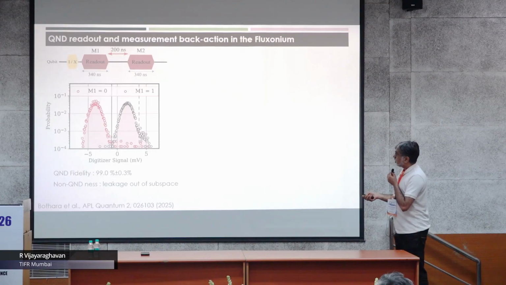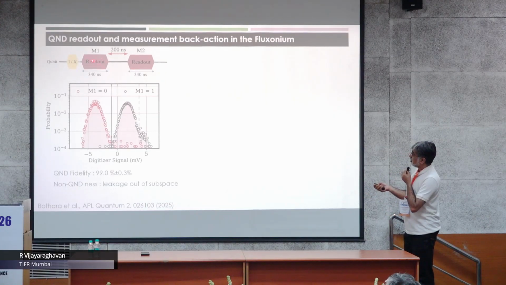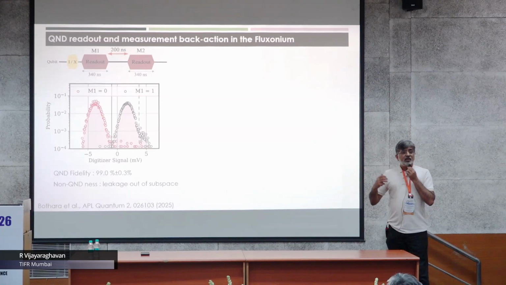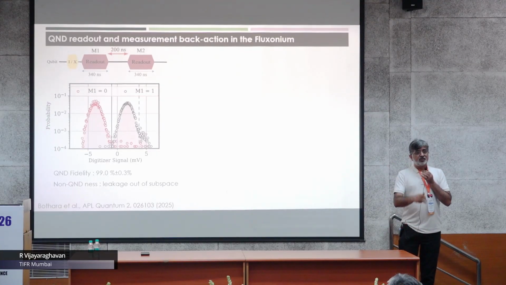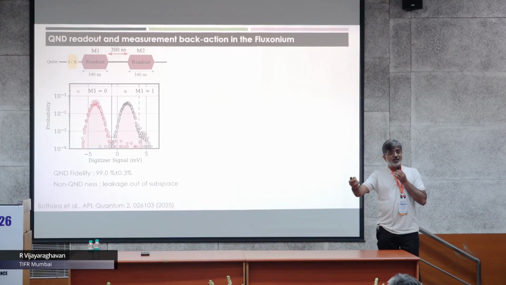So we also looked at some other aspects of repeated measurements. So you do a measurement, wait for some time, you do a measurement again, and if the system behaves truly quantum mechanically, the result of the second measurement should be exactly the same as the result of the first measurement, because the system has collapsed to that eigenstate.